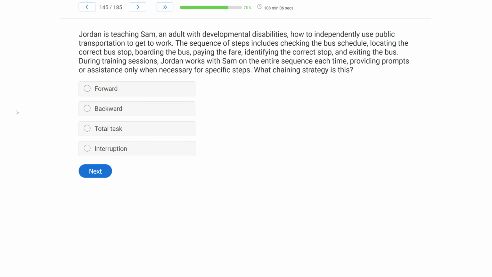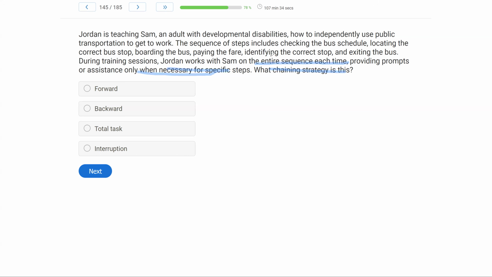Task chain questions should be very straightforward for you because there's not a lot of stuff they can do to try to confuse you. Let's think about this. If we're having a chaining strategy where the entire sequence is being worked on each time and prompts are only given when necessary, well, what kind of chain could that possibly be? It doesn't matter the steps in this particular chain because the question just wants to know what kind of strategy it is. So it's a long question, but it's an easy one.